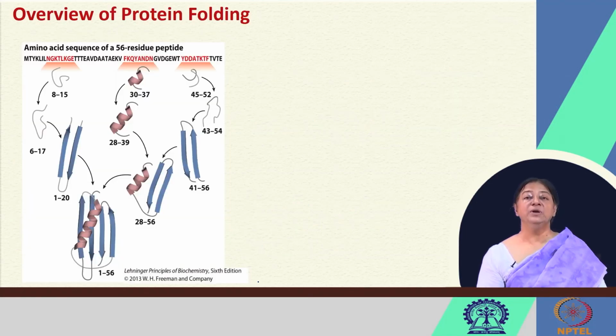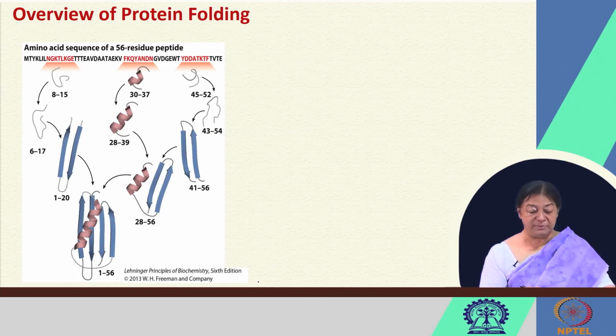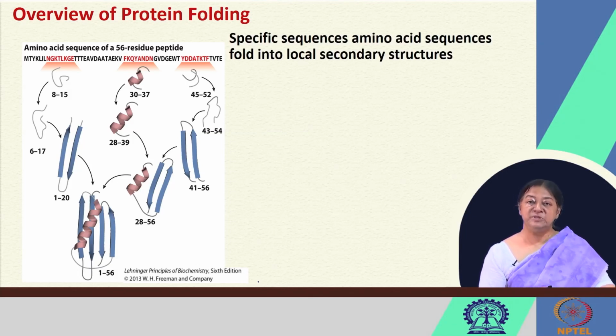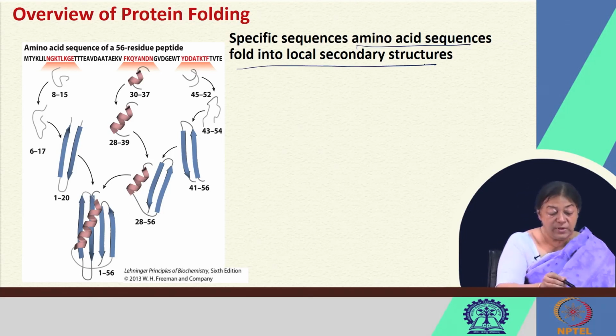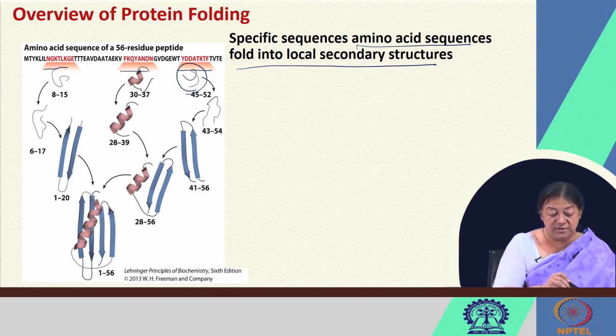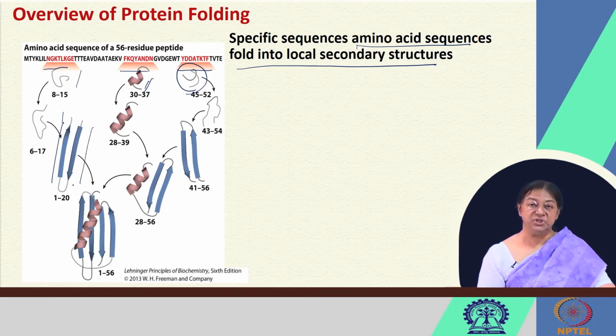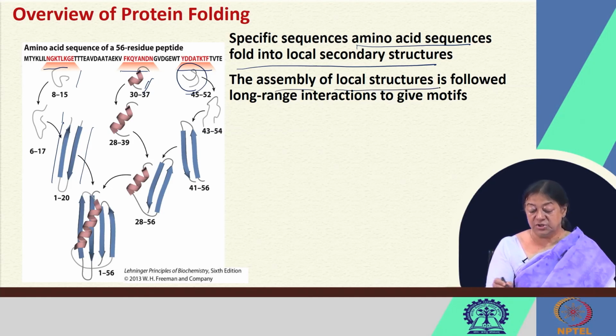So, if we look at the overview of protein folding, we look at an amino acid sequence of a 56 residue peptide and we see the steps that are involved. So, the specific amino acid sequences fold into local secondary structures. What do we mean by this? We have certain regions that are marked in red here and we see that this part has formed a coil or a turn like this. This part is a helix, and then this part gradually gets into strand formation to form a beta sheet.